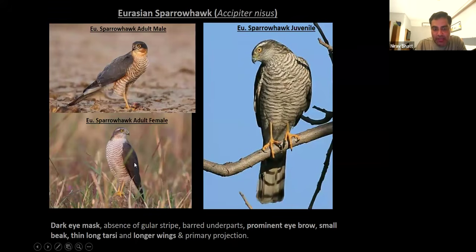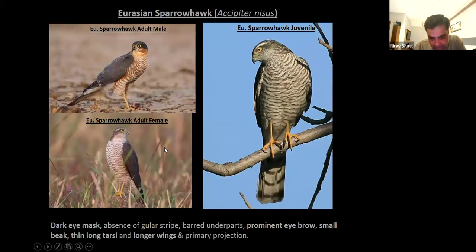Then the absence of gular stripe. Usually in Shikra there is a faint gular stripe. In Besra and Crested Goshawk, there is a prominent gular stripe. Here, usually there is no gular stripe. Instead, there are fine streakings on the throat. There are some exceptions: very rarely, some juveniles may show a fainter gular stripe.